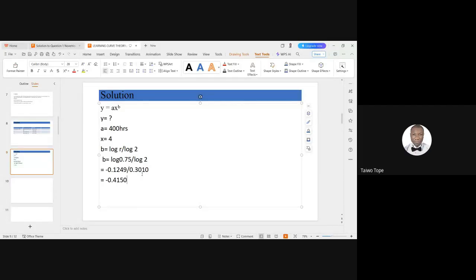So can you substitute all these values into this equation to get y? Y will now be equal to what? A is 400, multiplied by X, which is 4, to the power of B, which is minus 0.4150. You know it's to the power. Don't just press something special. Yes, it's to the power.